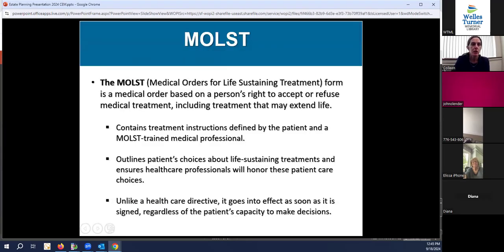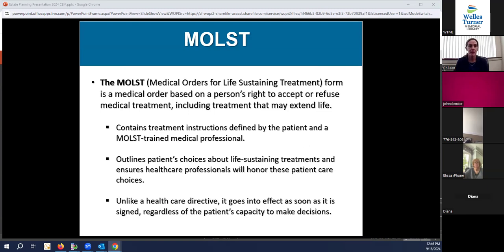This is another healthcare document that people may have heard of. It came out a few years ago, maybe 3 or 4 years ago: medical orders for life-sustaining treatment. It's a special form on green paper. We can't even make copies of it in our office.